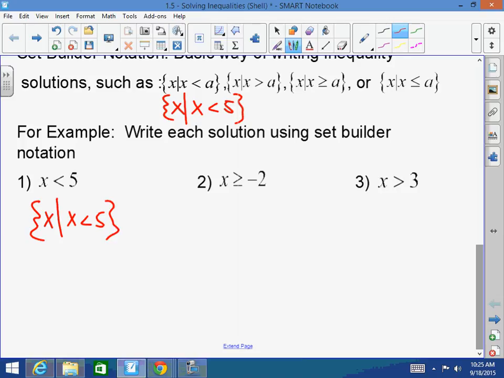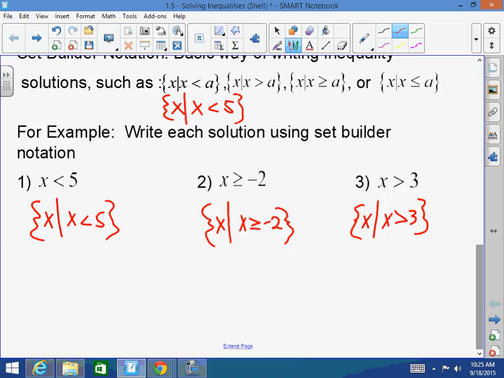That's set builder. X is greater than or equal to negative 2. Well, I do my little brace. I'm dealing with the variable x, and x is greater than or equal to negative 2. That's set builder. X is greater than 3. Well, I put my brace. I'm dealing with the letter x. X is greater than 3. Close my brace, and there you go.